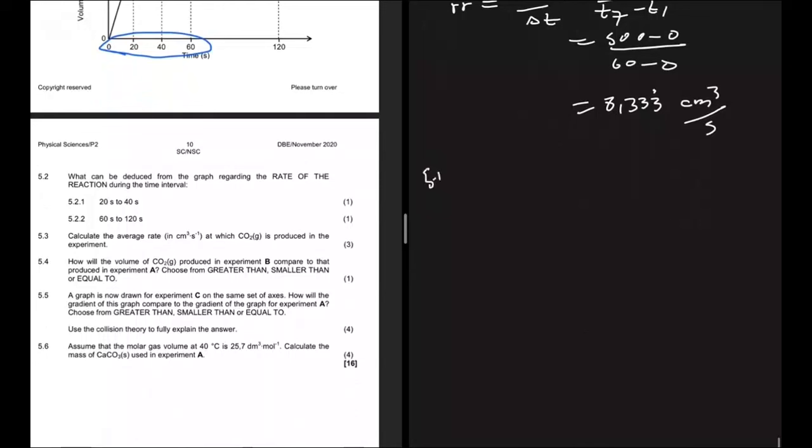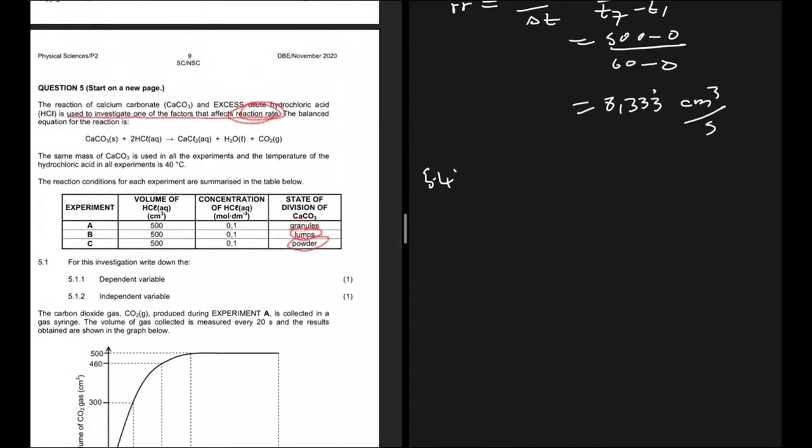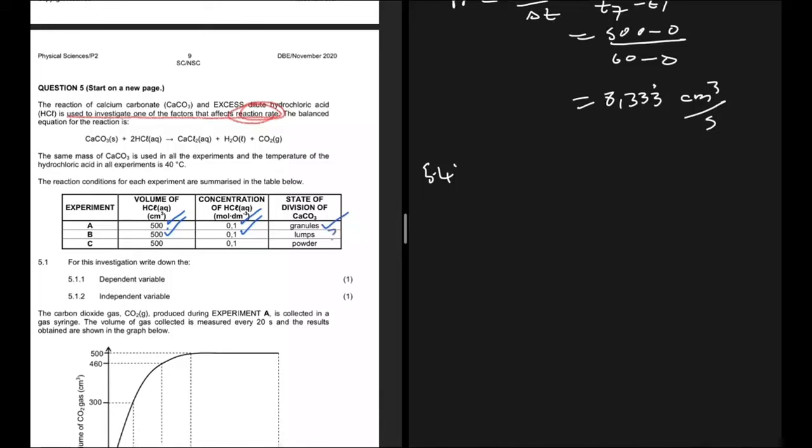And then we can move to 5.4, which says, how will the volume of CO2 produced in experiment B compare to that produced in experiment A? Choose from greater than, smaller than, or equal to. This is a tricky question because let's look at experiment A and experiment B. We have the same volume of HCl for A and B, same concentration of HCl, and instead of granules, they're using lumps. So the reaction rates will be different for these two reactions, but at the end of the day, the volume of CO2 at the end will be the same because it is said that they use the same mass, right?